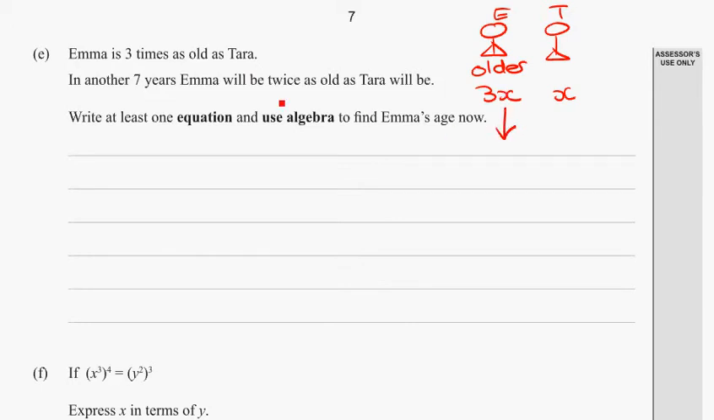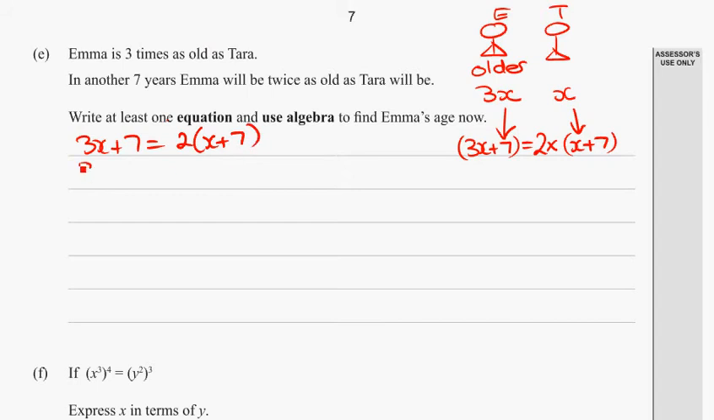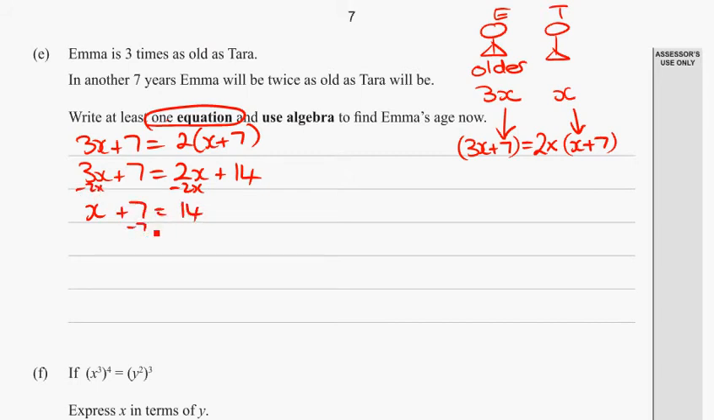In 7 years' time, she will be 3x plus 7, and Tara will be x plus 7 years old. In another 7 years' time, Emma will be twice as old, so she will equal 2 times Tara's age. So there's my equation. I'm sure there are other ways to do it. As long as you end up with the same answer and you do use at least one equation when you're working. Minusing 2x from both sides. Minusing 7.